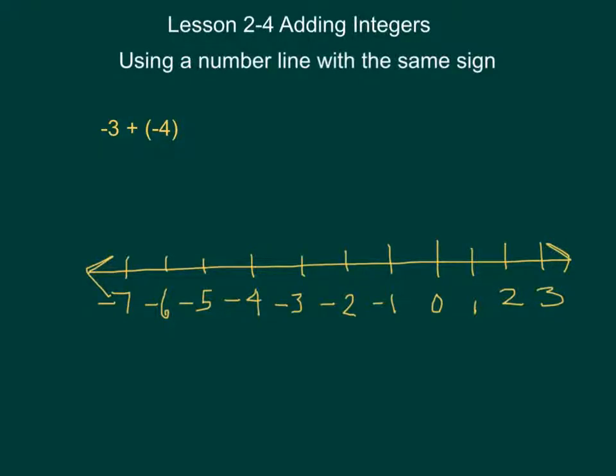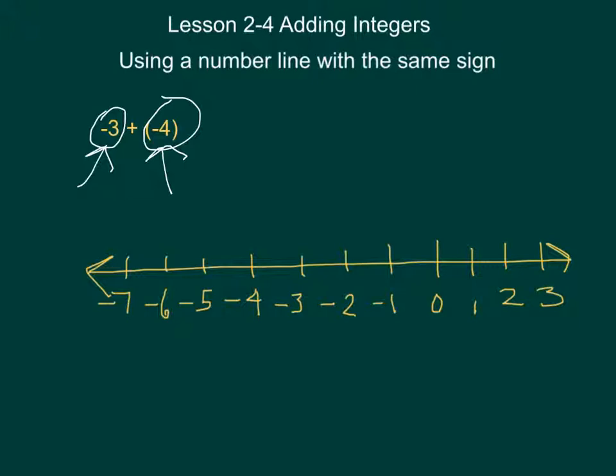Lesson 2-4, adding integers. So we're first going to use a number line, and we're going to use a number line when we're adding with the same sign. So you always want to take the sign that's in front of the number, and it goes with the number. So this is like a -3, and this is a -4. The negative tells you the direction in which the number goes. The number tells you how many places.